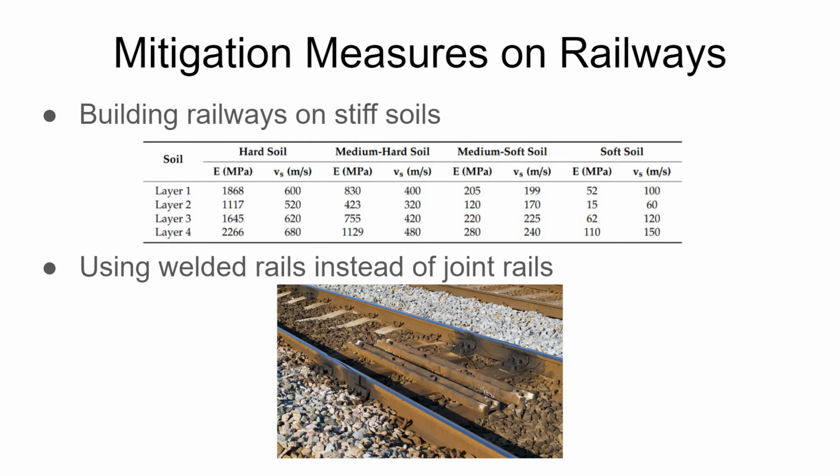An important measure to reduce vibration is to build railways on soils that are stiff. The higher the dynamic elastic modulus and shear wave velocities, the lower the vibrational effects. For existing railways, the stiffness of the soil can be improved by mixing binder into the soil. Another measure that can reduce vibration is using continuously welded rails instead of jointed rails.